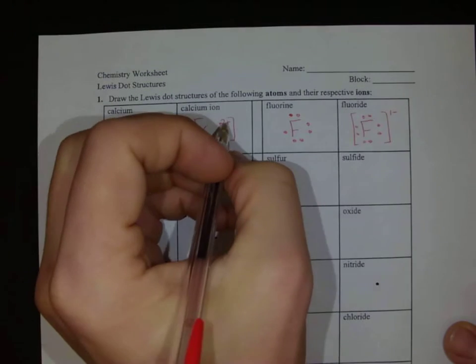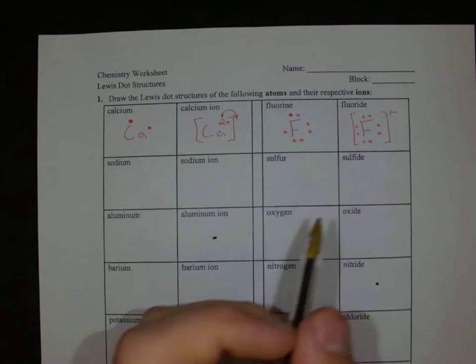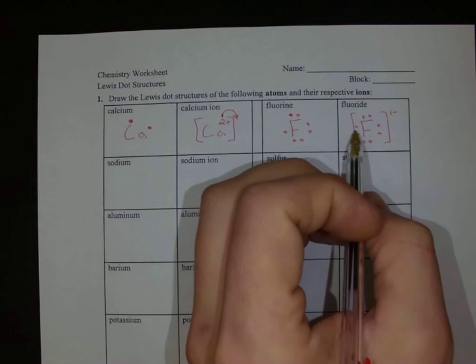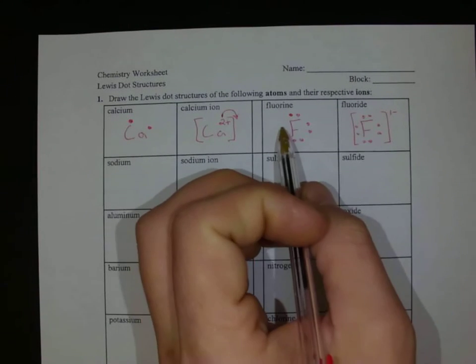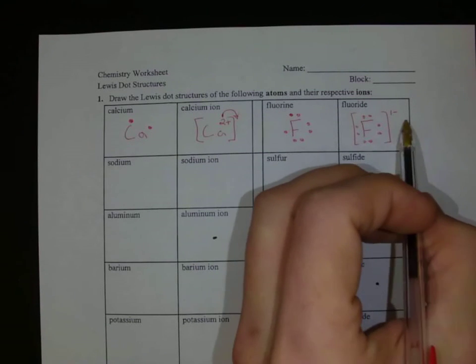And this 2+ over here should actually be on the outside. I'm sorry, I messed up. So for my fluoride ion, what I can show here is that I have 8 electrons around it, and it has 1 more electron than it started with. So that means that it's got a 1- charge.